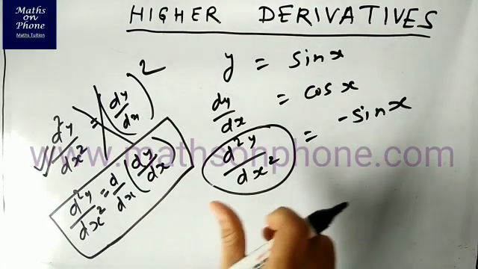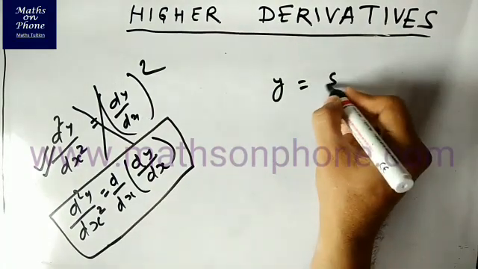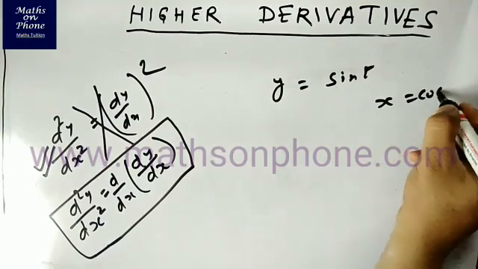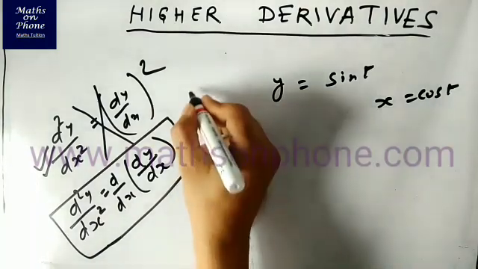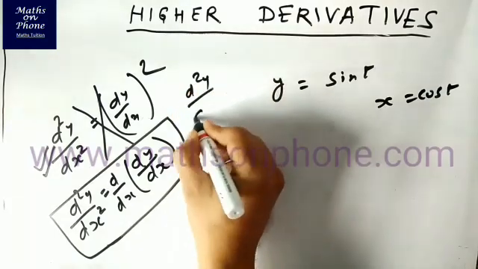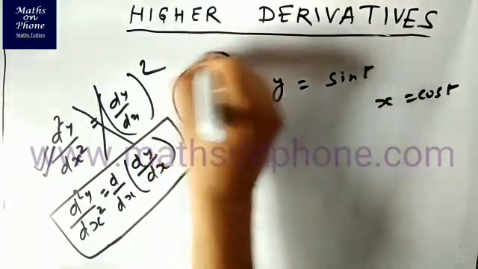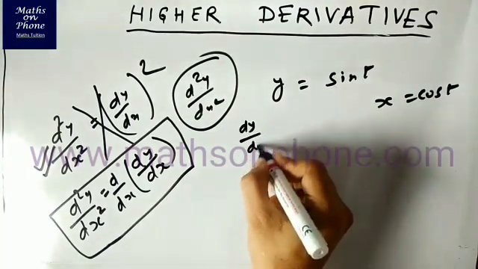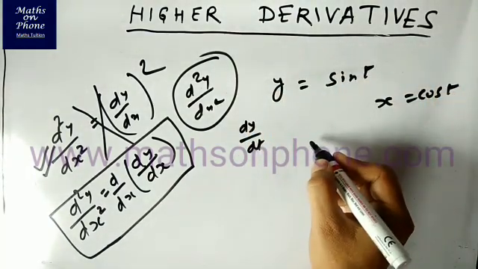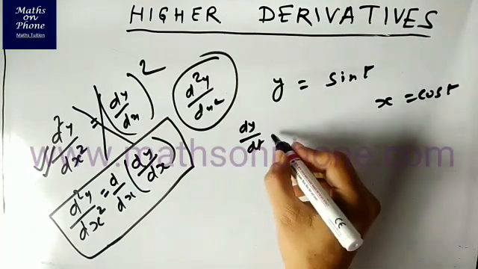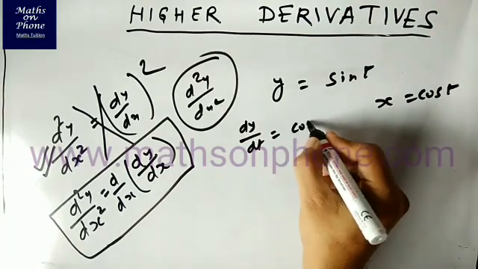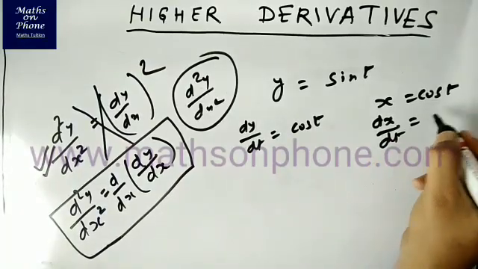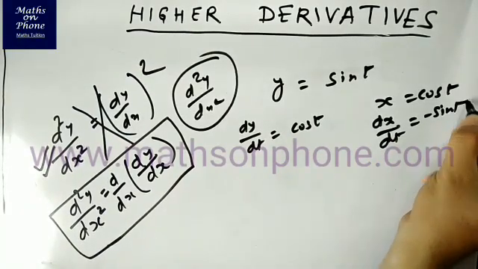I'm just taking one example. y is equal to sine t, x is equal to cos t. We need to find d square y by dx square. So see what process we will follow. You know, dy by dt, which form is this? You remember? It is parametric form. dy by dt is cos t, dx by dt is minus sine t.